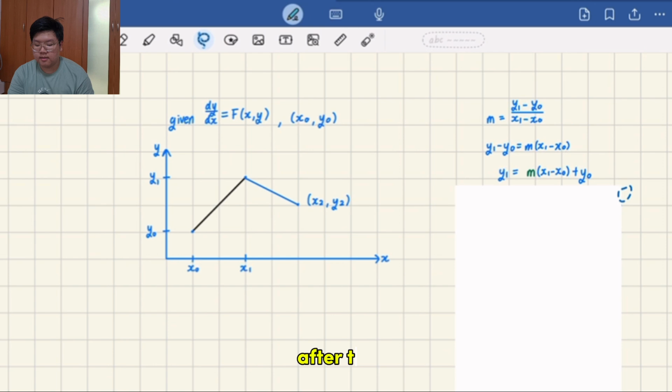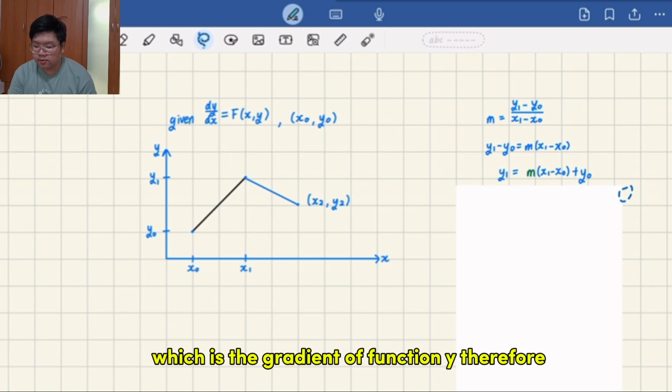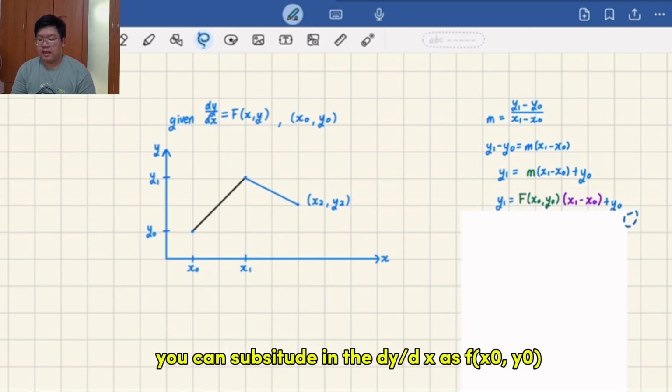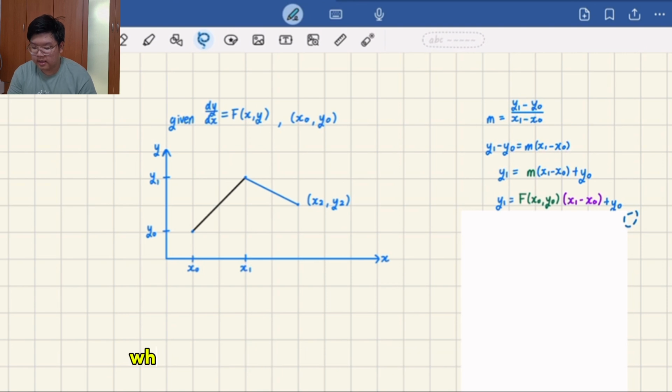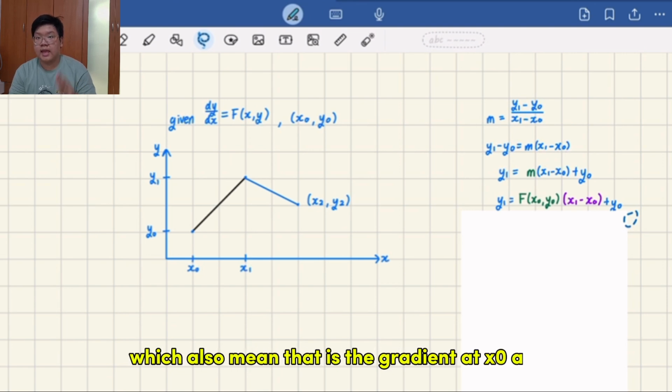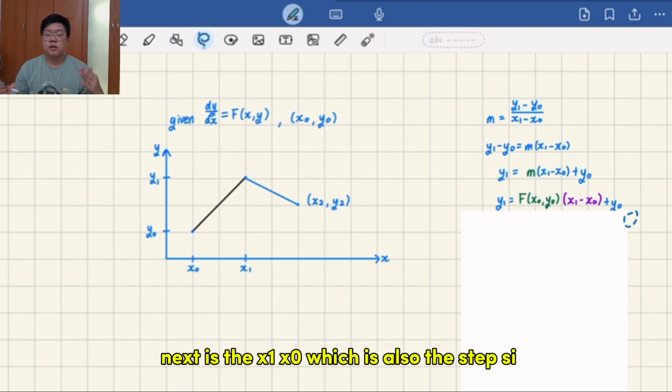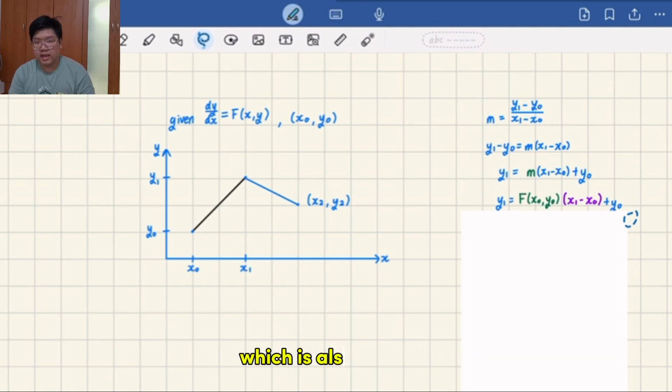After that, m, which is also the gradient, is similar to dy over dx, which is the gradient of function y. Therefore, you can sub in the dy over dx as f(x0, y0), which also means that it's the gradient at x0 and y0. Next is x1 minus x0, which is also the step size, known as h.